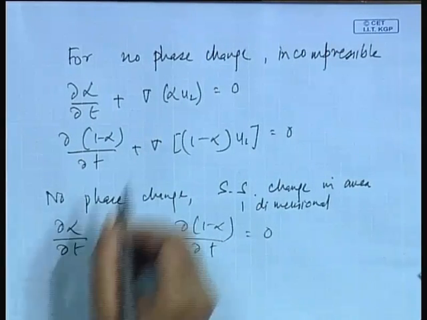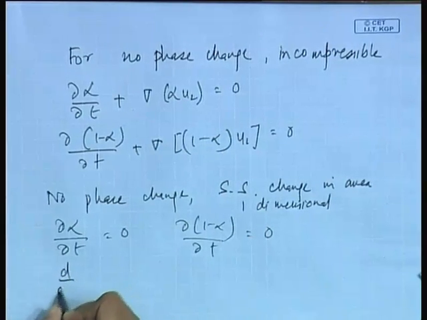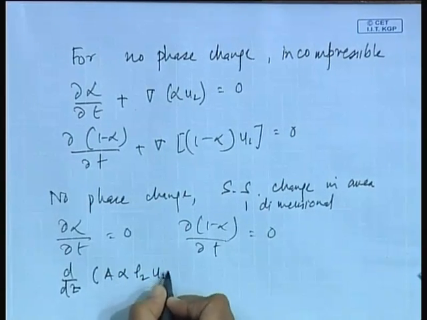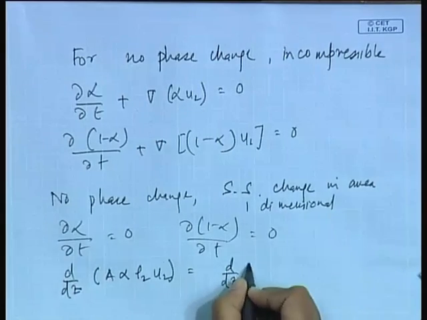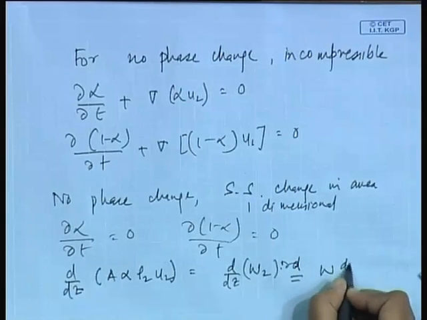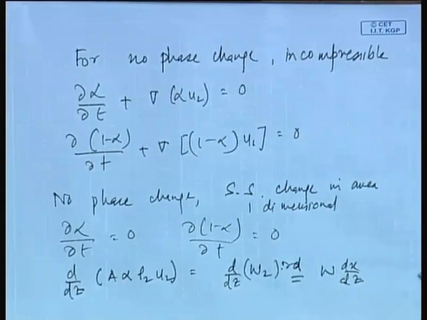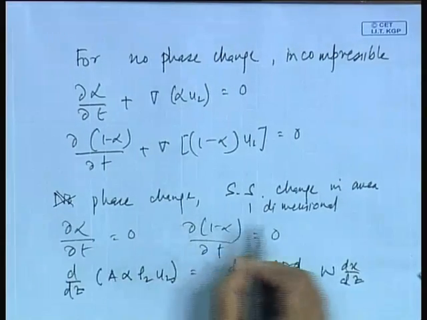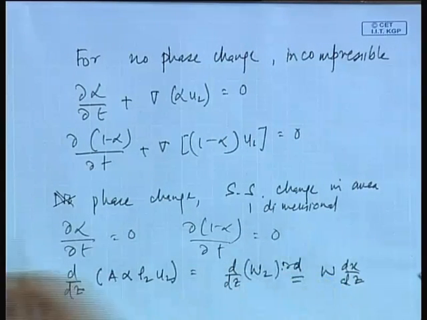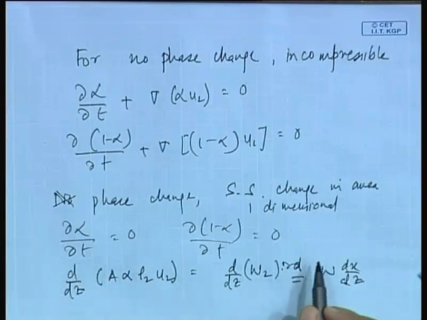Under such circumstances these two things become d/dz of A alpha rho 2 u 2. This is naturally equal to d/dz of w 2, or in other words equal to dw/dz. No phase change, steady state, change in area, one dimensional, is not it? This is the equation that is expected. Similarly, you can write down the equation for the phase 1 as well.